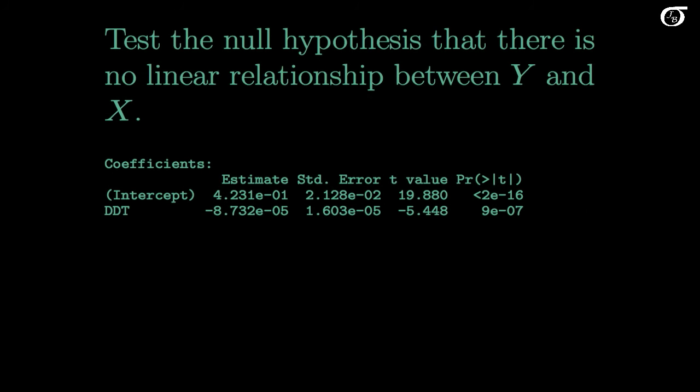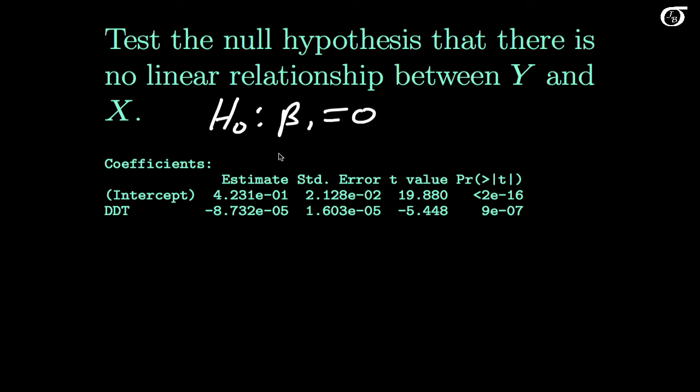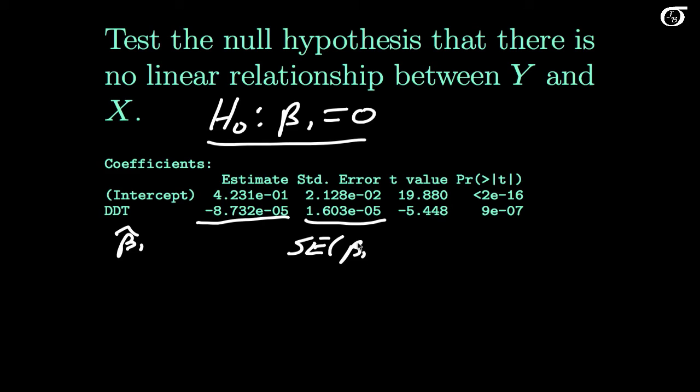Suppose we want to test the null hypothesis that there is no linear relationship between y and x. What that means in simple linear regression here is the null hypothesis that the true slope is equal to 0. We're going to look at our output here, and what do we get? Well, this is our beta 1 hat. And this, right beside it, is the standard error of beta 1 hat. And why is that important? Well, our test statistic for this null hypothesis is simply beta 1 hat minus 0, our hypothesized value, over the standard error of beta 1 hat.